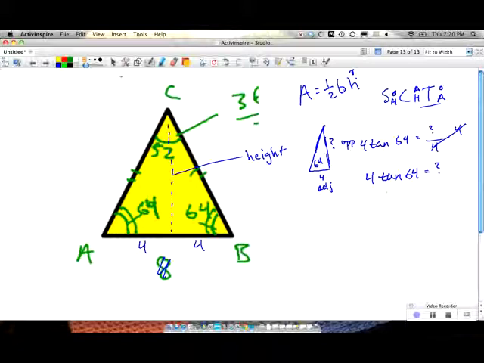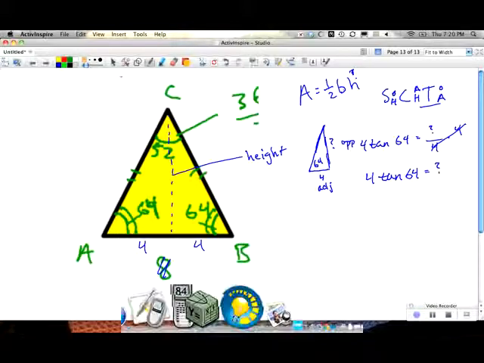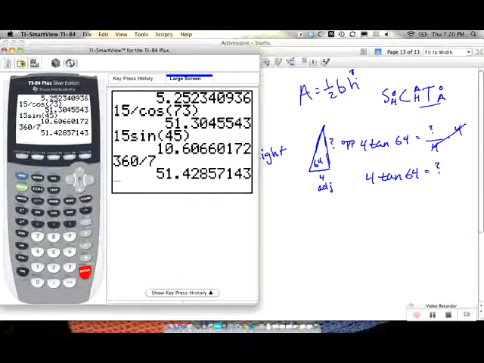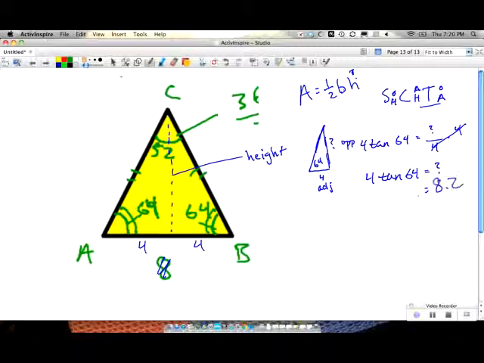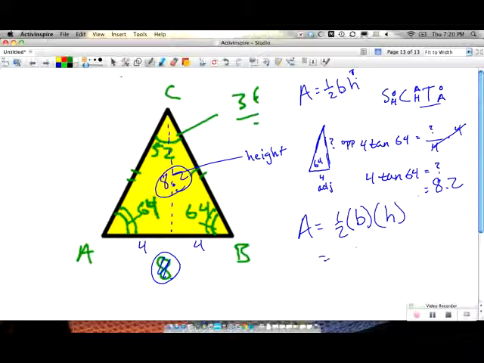And the base is 8. So I got this triangle. The area of one triangle equals 1/2 the base times the height. And the base is 8, and the height is 8.2. So we got 1/2, 8 times 8.2. I'm not even going to chance it. I'm going to go straight to my calculator. I'm going to do 1/2 times 8 times 8.2. Let's see what we get. 32.8. So this area equals 32.8.